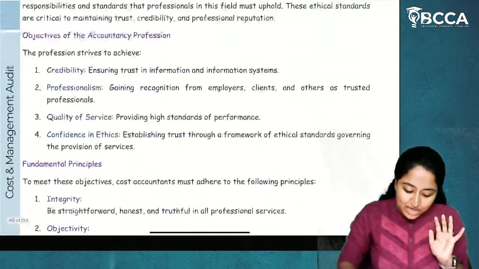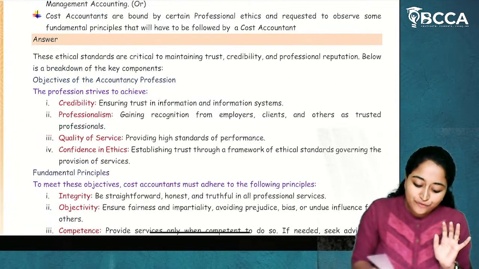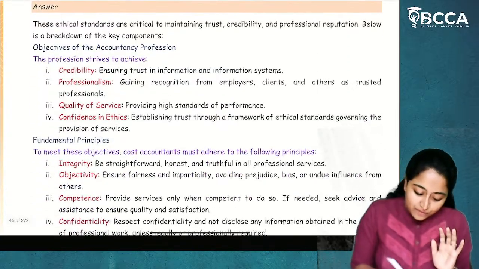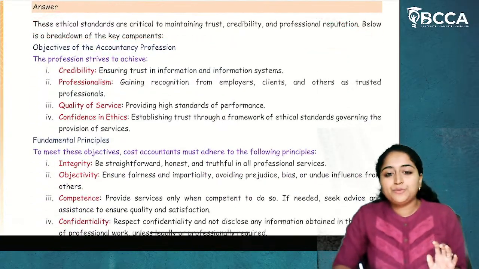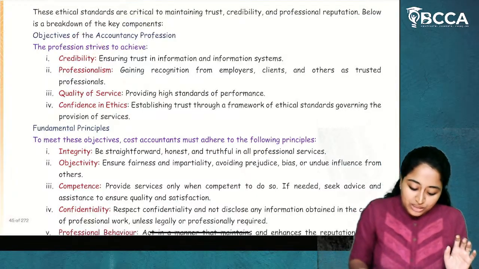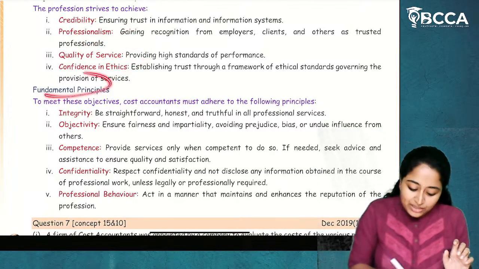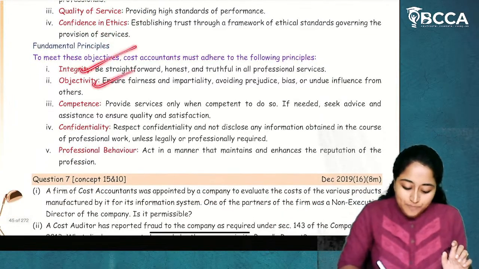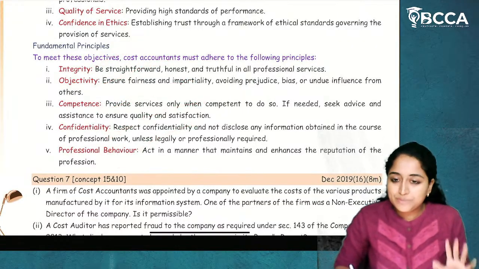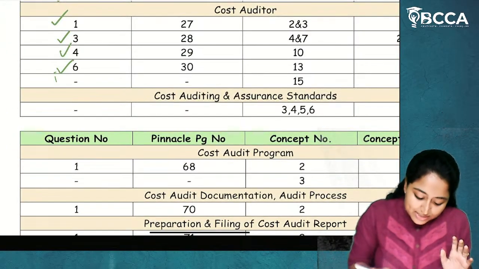So these are the fundamental principles and objectives of the accountancy profession, which you have to write as an answer for professional ethics. I hope it's clear. First, you write that any cost and management accountant has to maintain a code of ethics and professional ethics. Then what are the objectives? Credibility, professionalism, quality of service, confidence in ethics. Then fundamental principles: integrity, objectivity, competence, confidentiality, and professional behavior. I hope it's clear. So question number 6 is done.